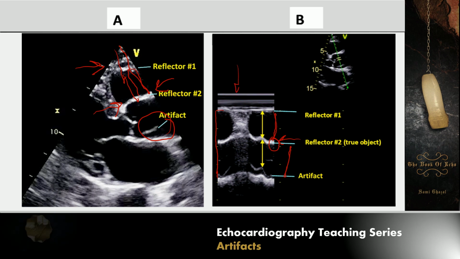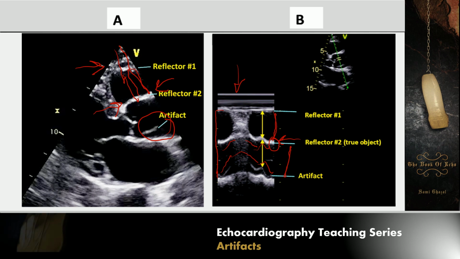So look at the M mode here. You will see they are moving in exactly the same direction and at the same time. So you can see it going up. When this is going up, it will go down when this is going down. So exactly the same motion we will have between reflector number 2, or the true object, and the artifact.